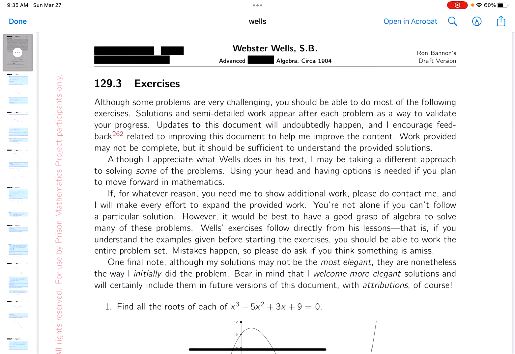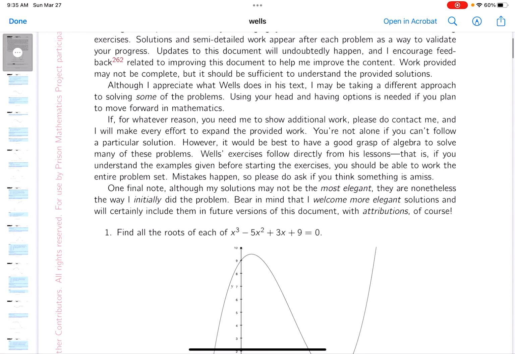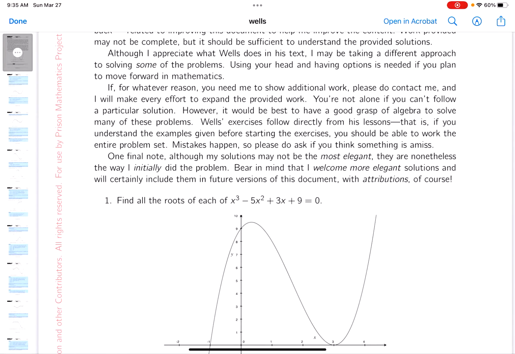Okay, we're in section 129.3, and we're going to look at the exercises. And this one over here, it's just find all the roots of. I'm going to go a little more detailed than just finding the roots of these things over here. There's a variety of ways of doing it. Don't think there's one way to do anything.